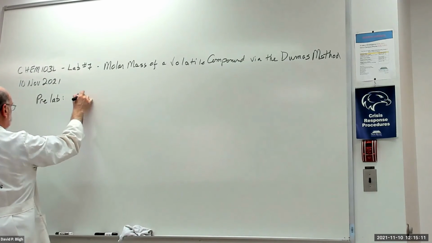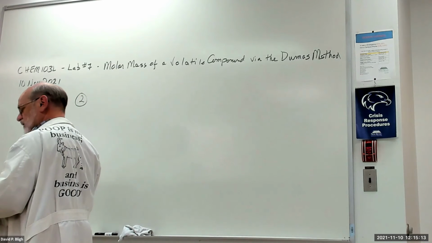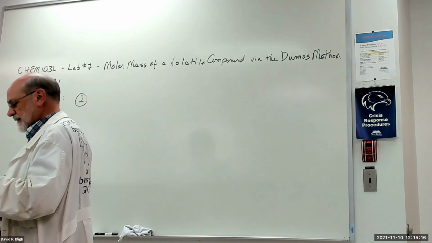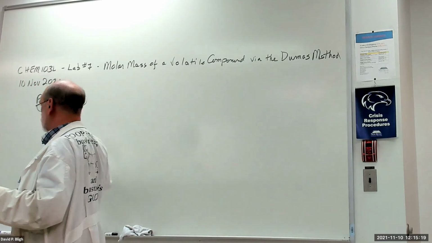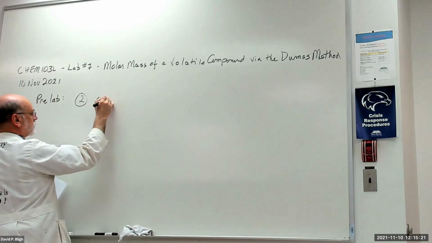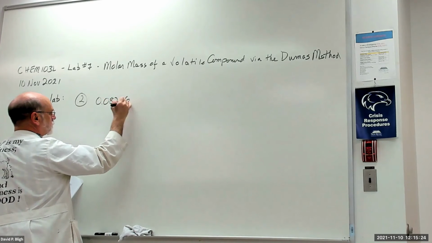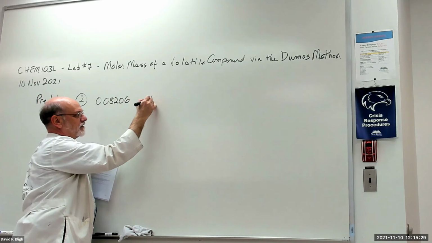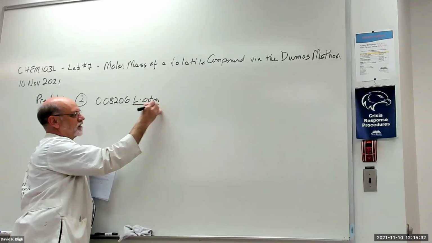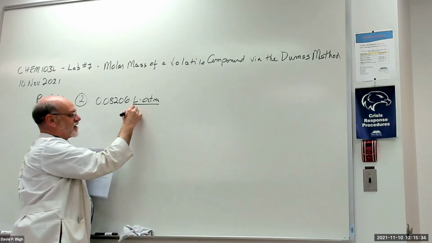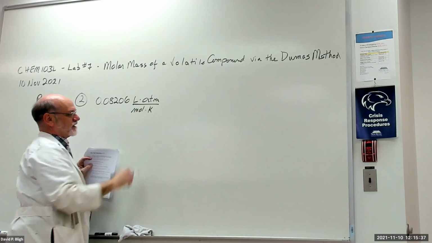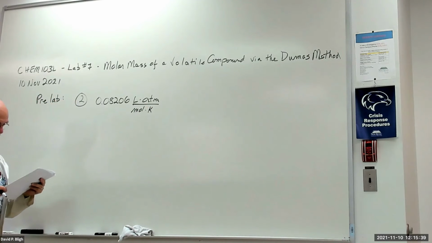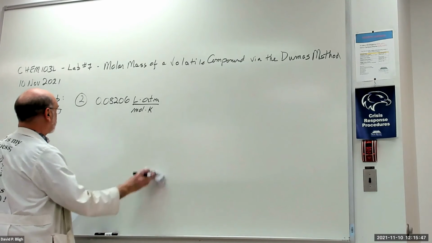How about 2? What are the units of the universal gas constant R? Well, they can be several, but the one we used was what? So what are the units? Atmospheres, liters, moles, and Kelvin. Why do we need to know that? Because that tells us what the units are in the rest of the equation.